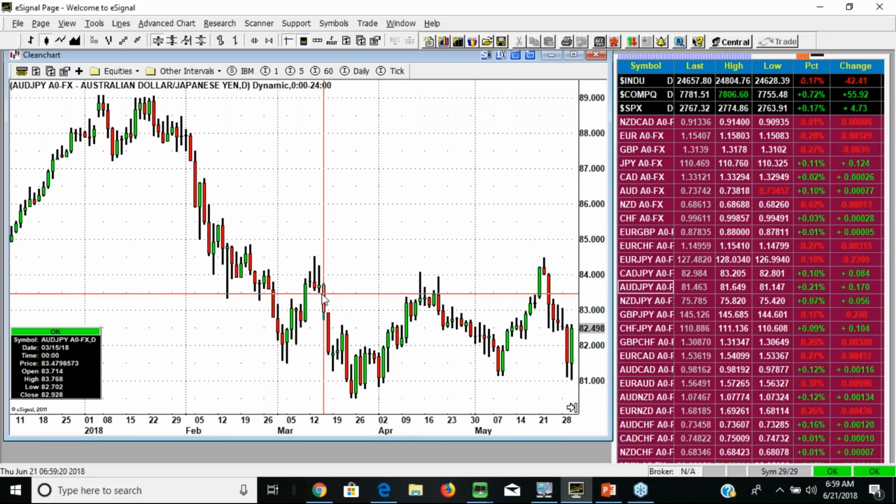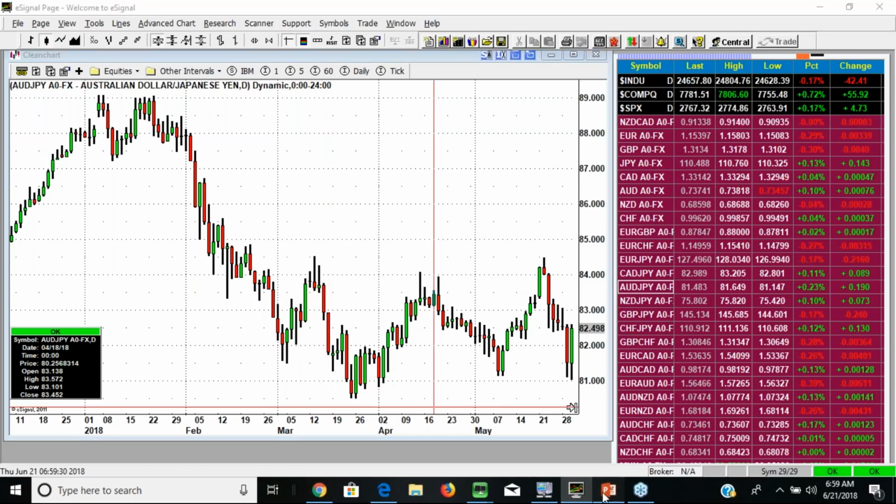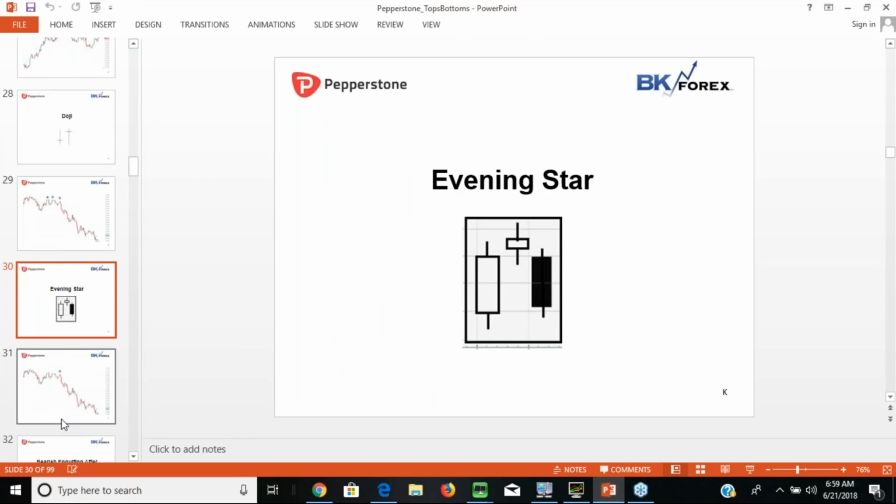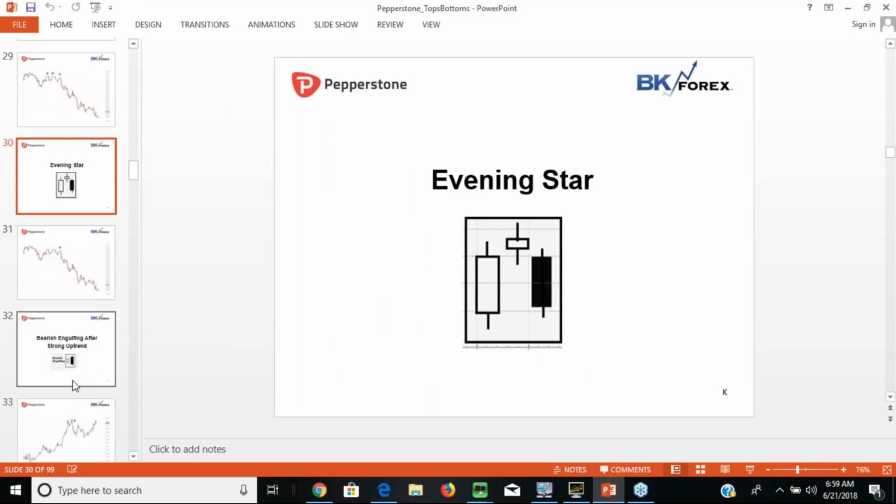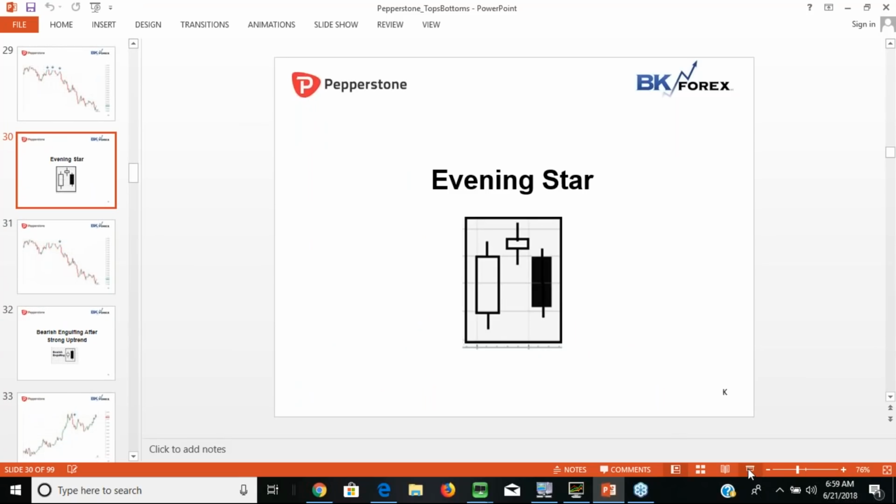So this is the type of example where you may have a couple of losers before you actually get your winner, but when you get your winner, it could be a very powerful winner. So another setup that I really like is an evening star.